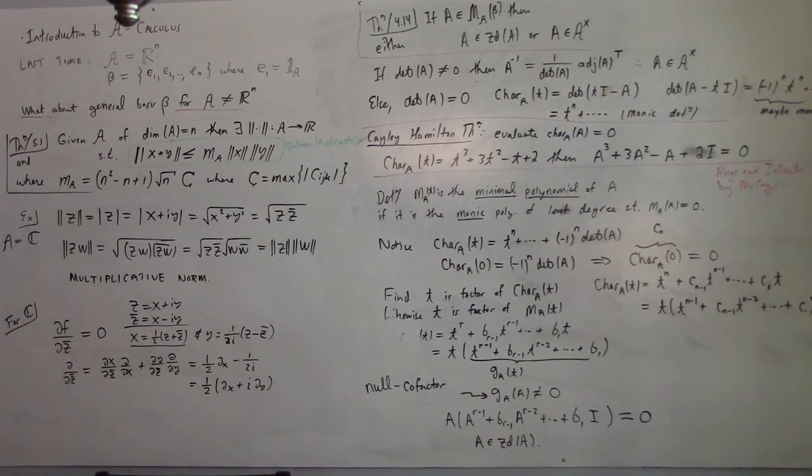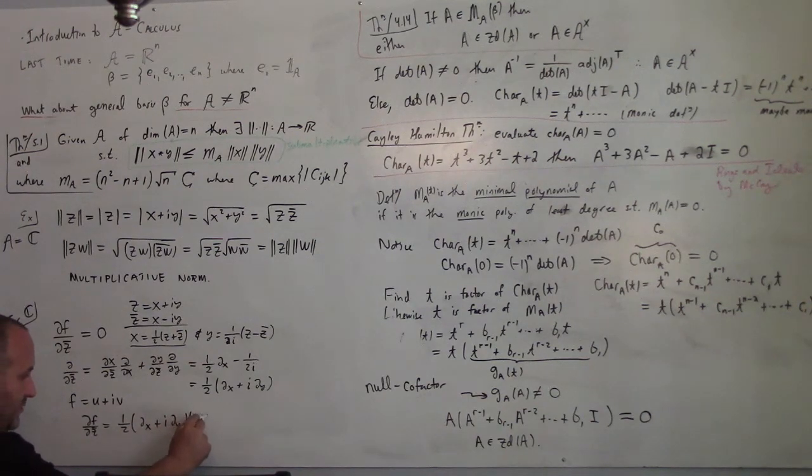How does that work out? So f equals u plus iv, right? So let's try partial z bar on f. What do we get? 1 half partial x plus i partial y, applied to u plus iv. What does that give us?